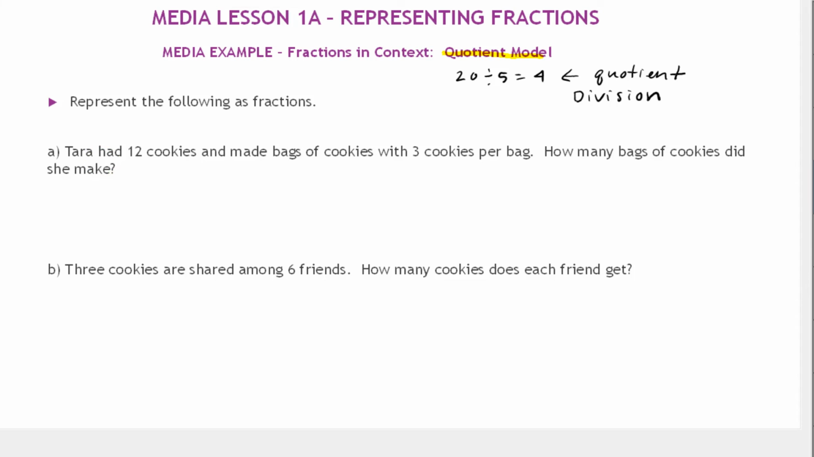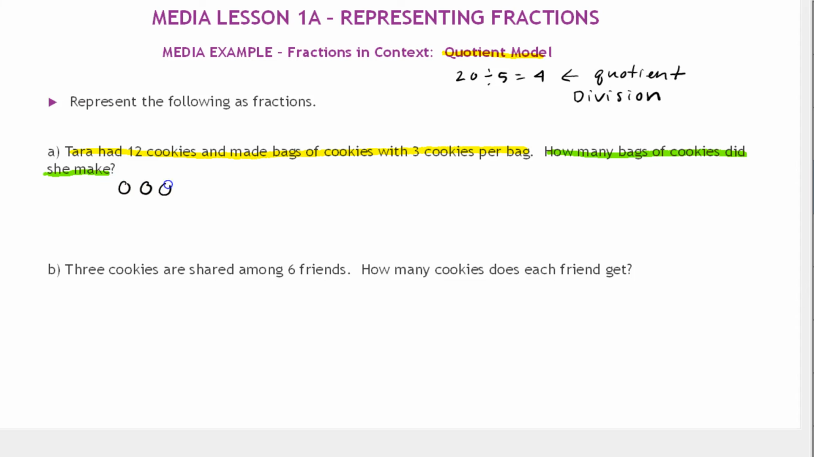Always have a highlighter ready. We're going to highlight our givens in yellow and our goal in green. So Tara had 12 cookies and made bags of cookies with 3 cookies per bag. Now our question is, how many bags of cookies did she make? Okay, so this may seem like you're not in the fraction section at all. So let's draw a picture of this.